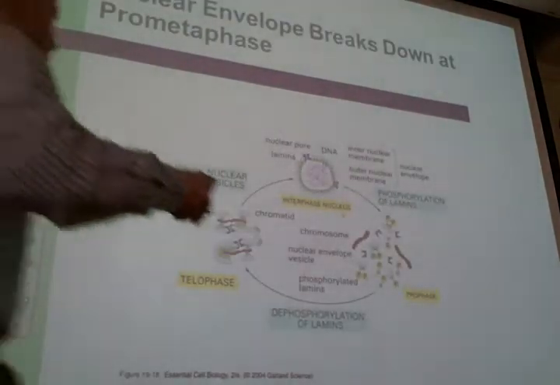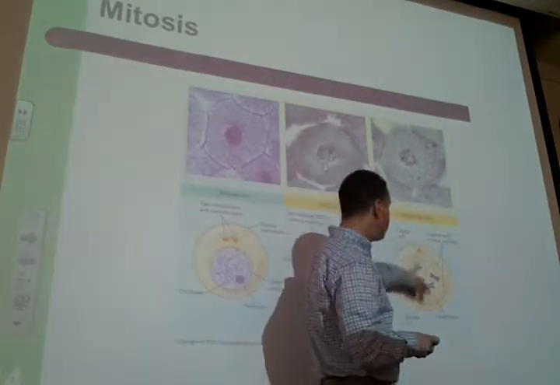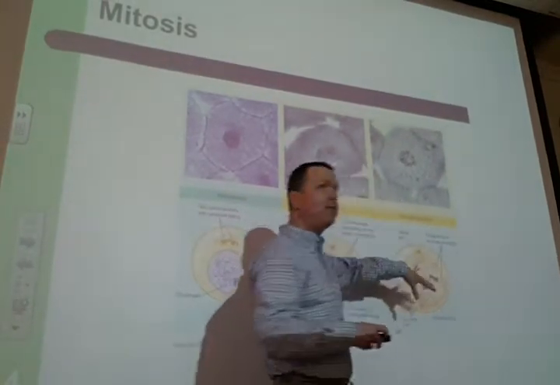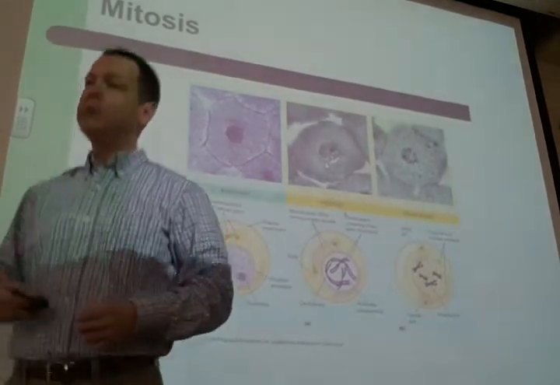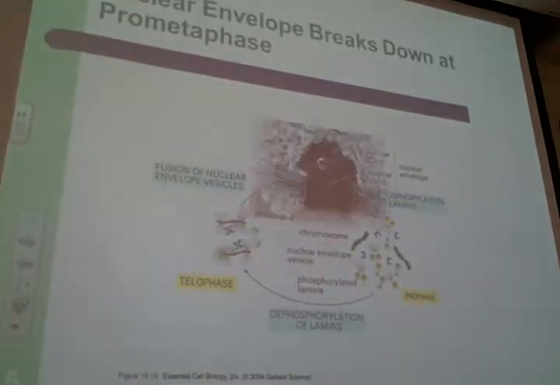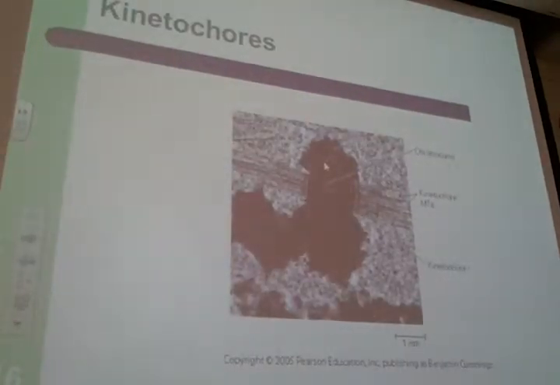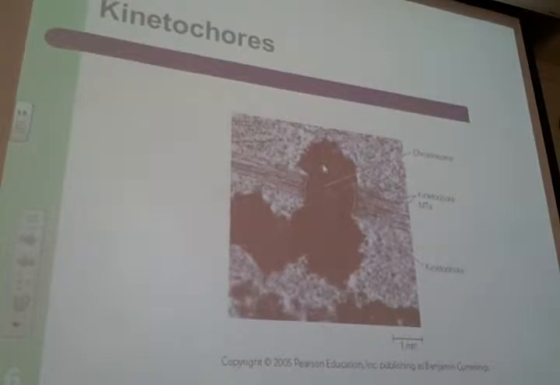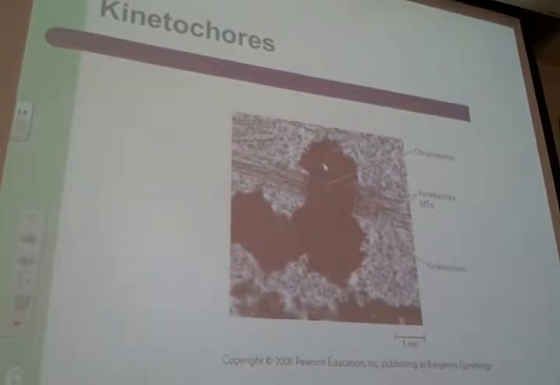Okay, so if we go back to this picture, right? So you have the mitotic spindle here. Some of those microtubules will now start attaching to the chromosomes at those centromeres, at those constriction points. So we have something like this.